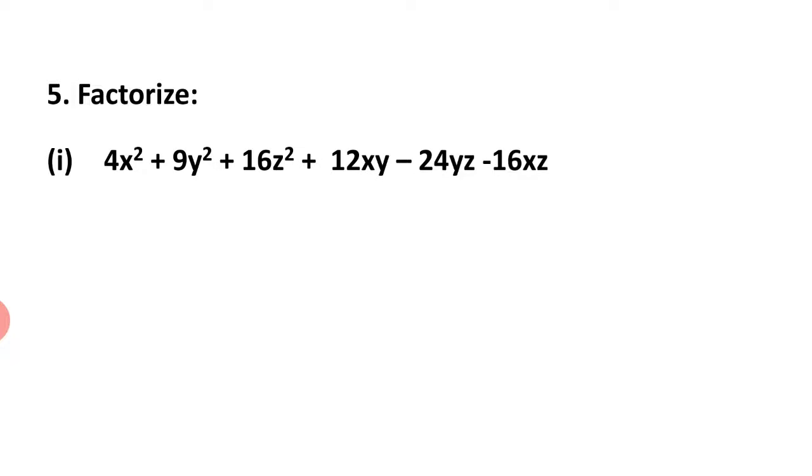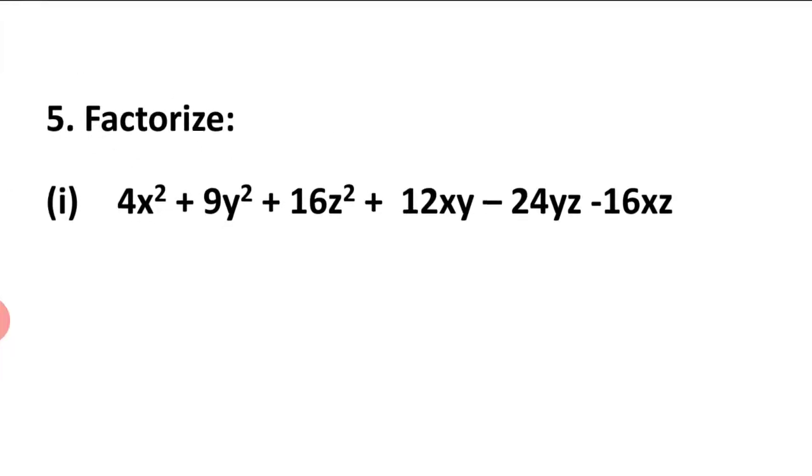Now the reverse question: factorize. If you understand the expansion of the identities properly, then only you will be able to factorize the given expression by using identities. Now see, the expression is very similar to the RHS of the identity (a + b + c) whole square. Sum of 3 squared terms, and then there are cross products: 12xy, minus 24yz and minus 16xz. So now again, what should be the approach?